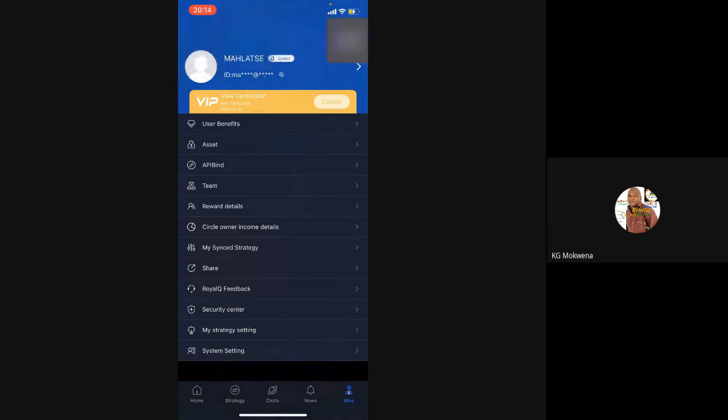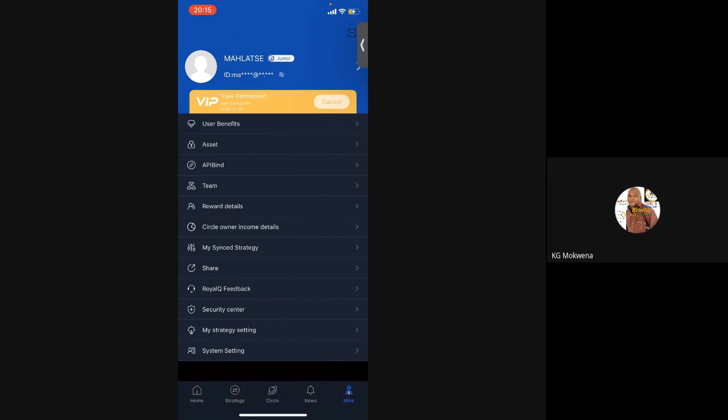At least we've reduced it. Yes, beautiful. How did you do that? I just swiped right. Yes, so that's beautiful. Now at least it collapsed. Now, Mahlatse, what we will do now is let's please go back to strategy.